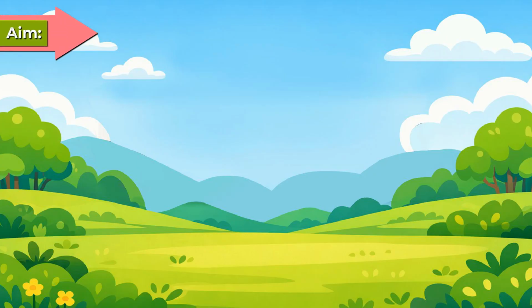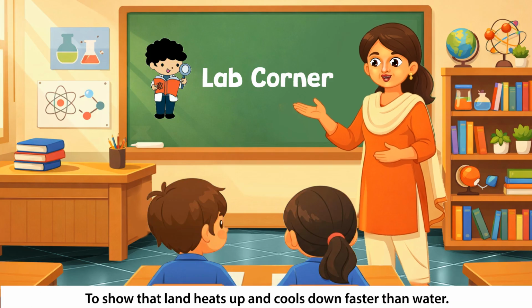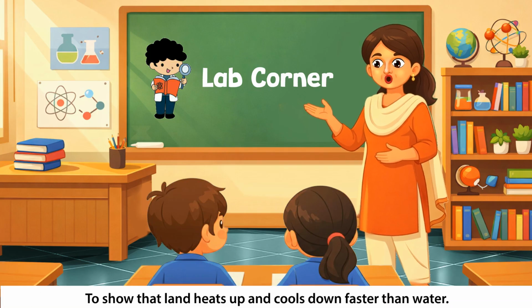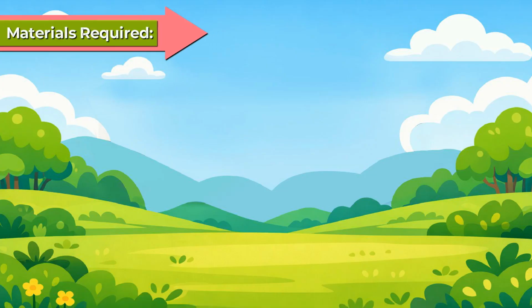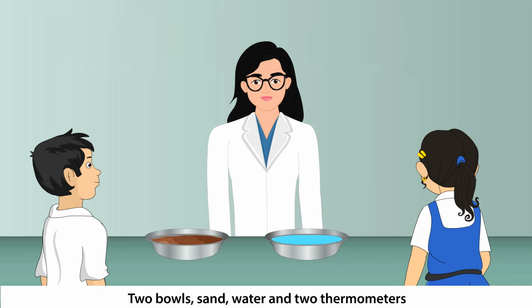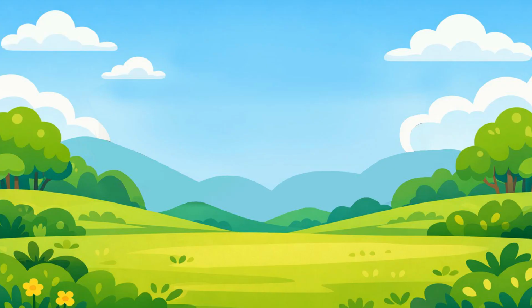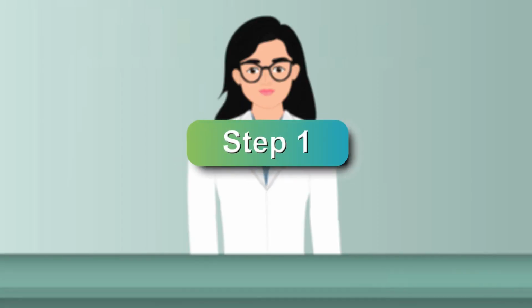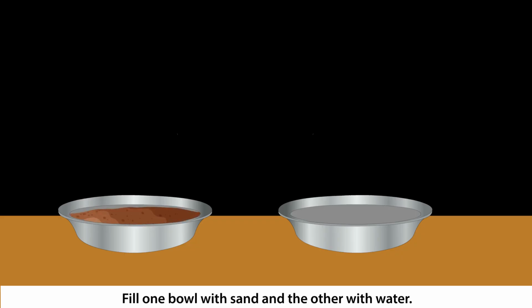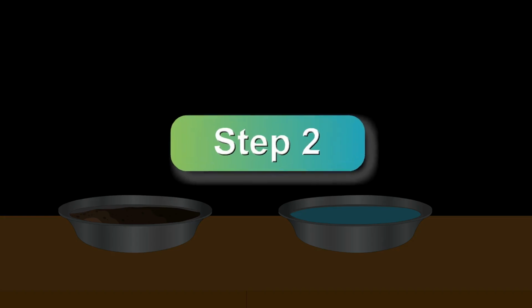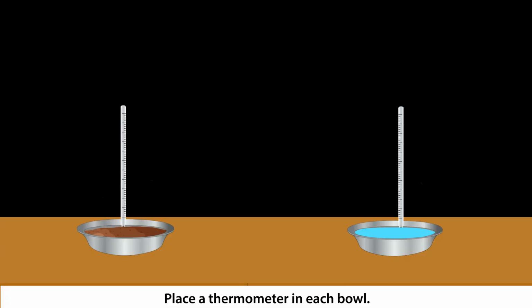Lab corner. Aim. To show that land heats up and cools down faster than water. Materials required: 2 bowls, sand, water and 2 thermometers. Procedure. Step 1. Fill 1 bowl with sand and the other with water. Step 2. Place a thermometer in each bowl.